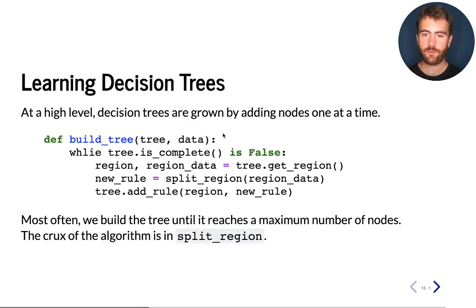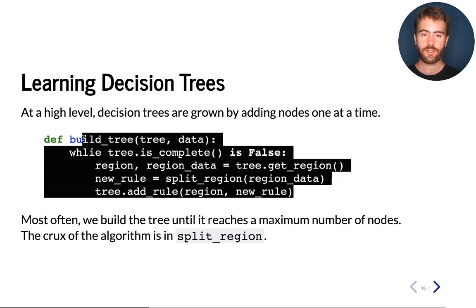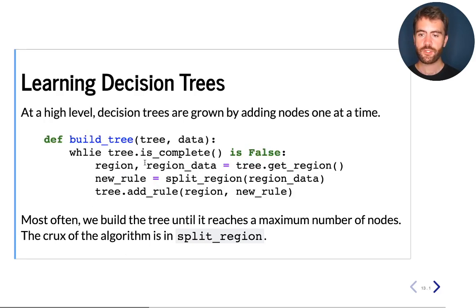At a high level, I can define the process for building these trees in pseudocode, and it's reasonably simple. Essentially, we perform this process until the tree is ready, and normally we say a tree is ready when it has reached a particular number of nodes. But while the tree is still being built, we retrieve a region from the tree, and recall that this corresponds to one of the leaves. And we retrieve the data that is mapped to that region, which means all of our training instances that correspond to that region.